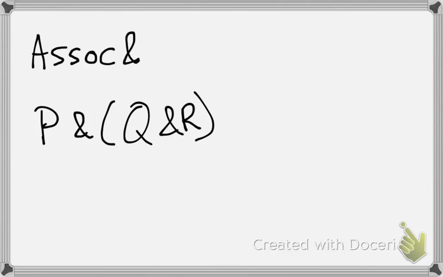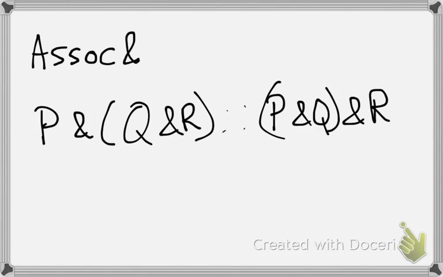says that if you have P and Q and R, where Q and R are grouped together, because remember we always have to have parentheses here because we've got two main connectors, that we can move those parentheses and we won't change anything. So instead we could group together P and Q and have R all by itself. And we can go both ways.